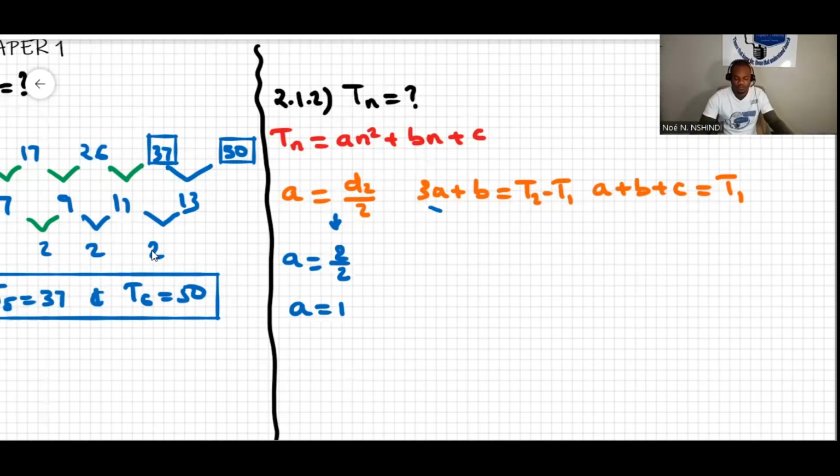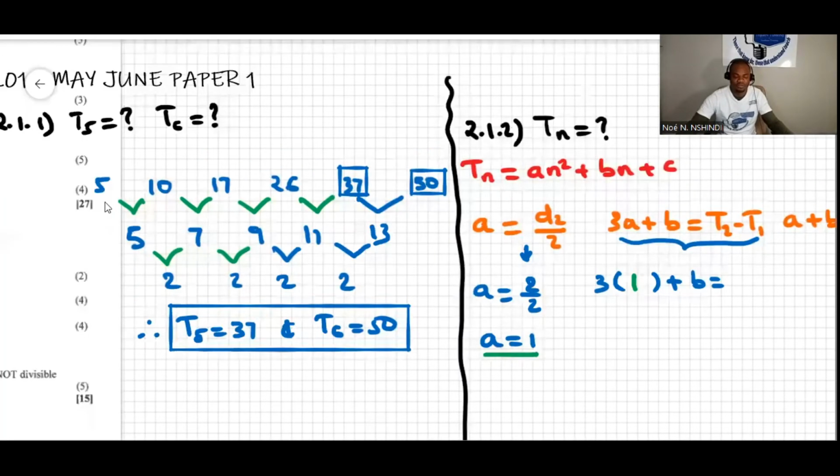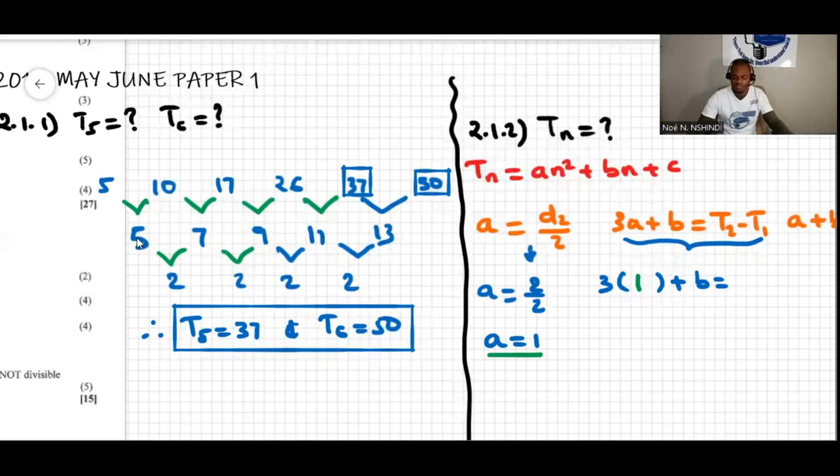Over here also, we can use the information we had previously. 3a plus b equal to... a has the value of 1, as you find it here. A is 1, and then T2 minus T1, so the difference of the first 2 terms, is just equal to 5. So this is 5, and then this will be 3 plus b equal 5, and if I move the 3 over, then we get b equal to 2. Now we have the value of b.